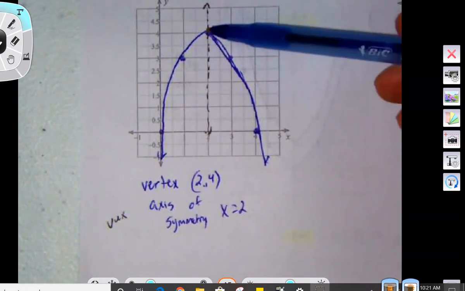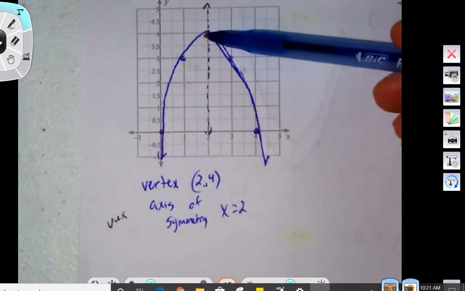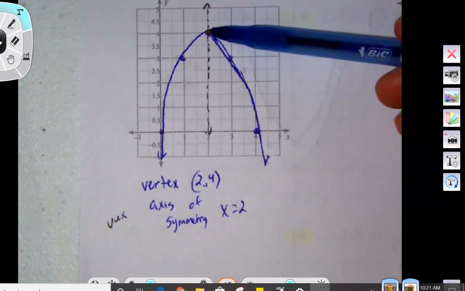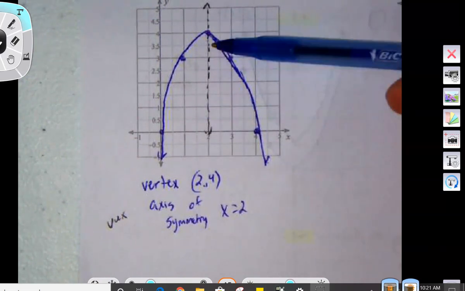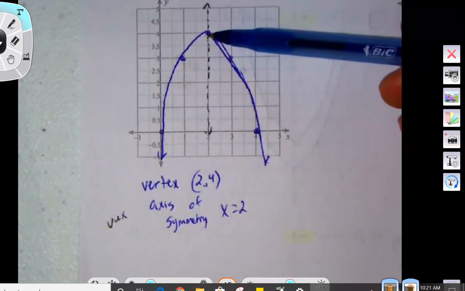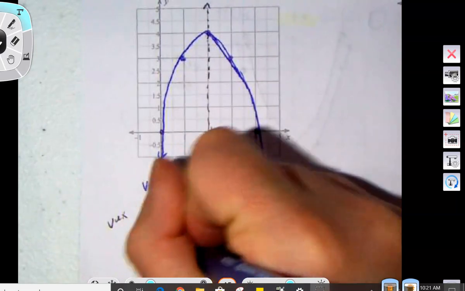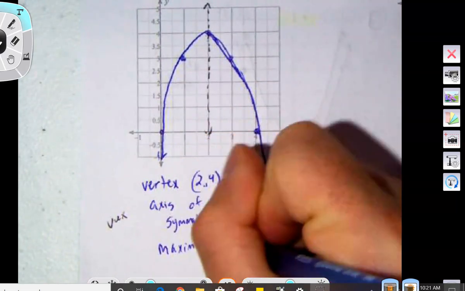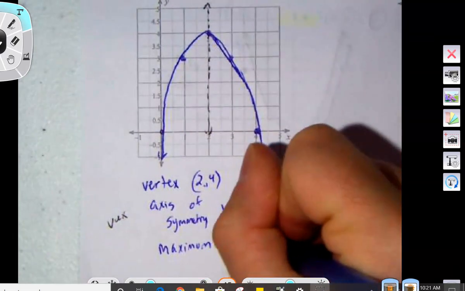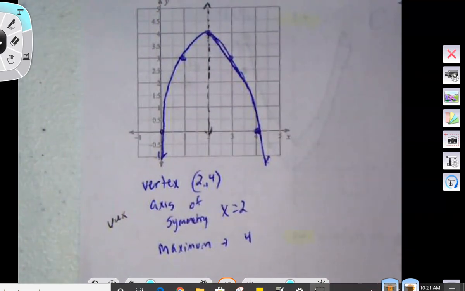If I look, our vertex is at the very highest. It's not whether it opens up or down, it's whether it's the highest point. So just because it opens down doesn't mean we have a min, it's actually the opposite. Our vertex is, again, the highest, so my maximum is going to be the y value of that. So it is going to be a maximum, and it is going to be a maximum value of 4.